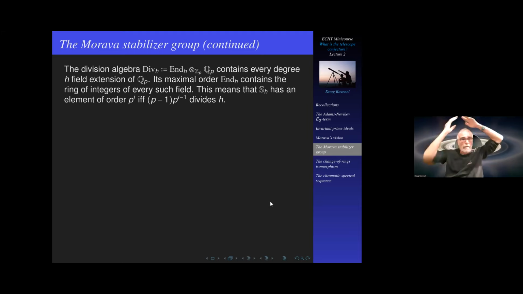Now, one field of particular interest: let's say that h is divisible by this number, (p minus one) times p to the i minus one. That is the degree of the field extension you get by adjoining p to the ith roots of unity to the p-adic numbers, Q_p. So in that case, there is a p to the ith root of unity in this field, and therefore there's a p to the ith root of unity in End(H). So that means that the group S_h, the Morava stabilizer group, has an element of order p to the i if and only if this number divides h.